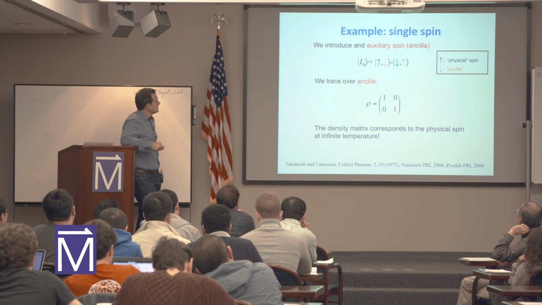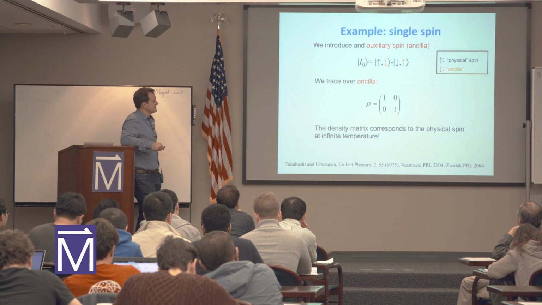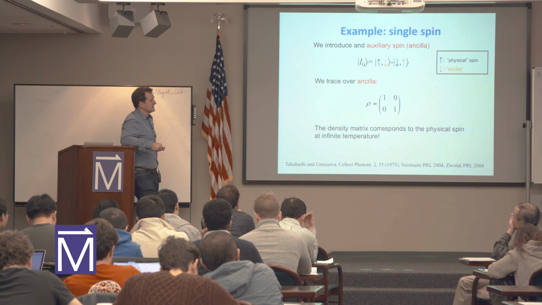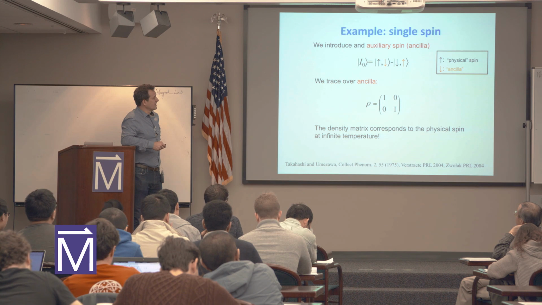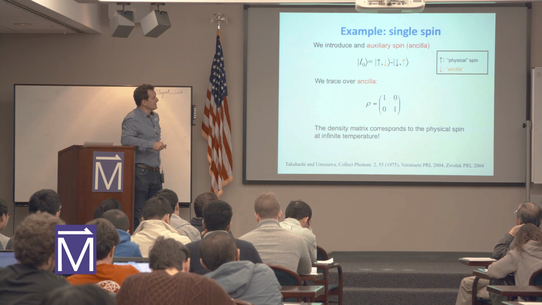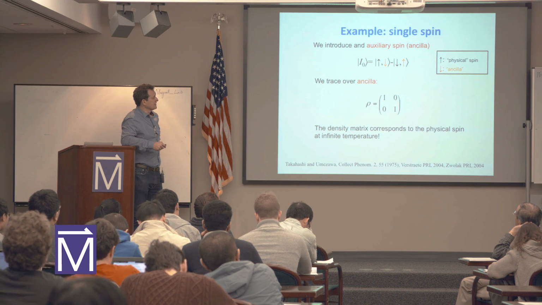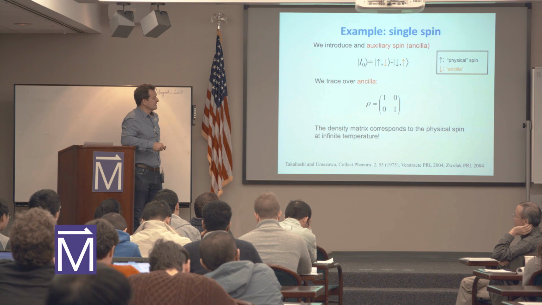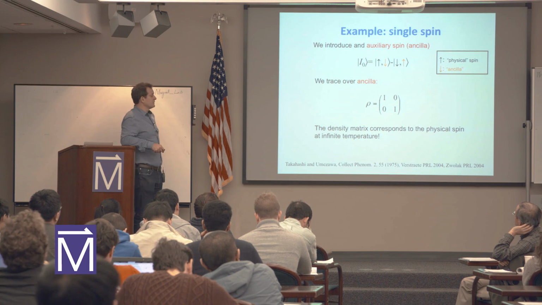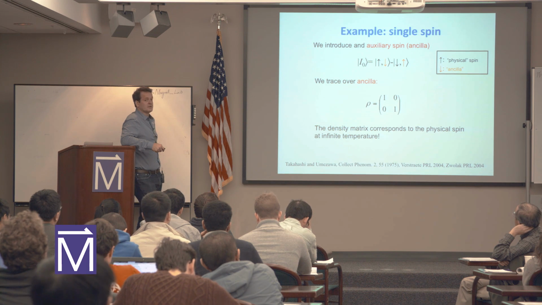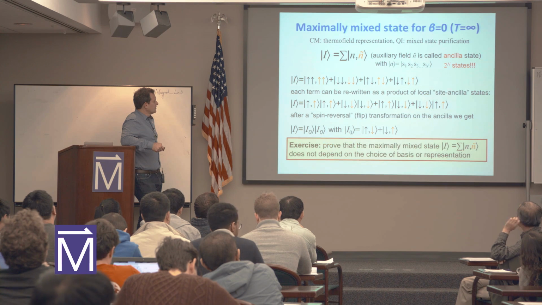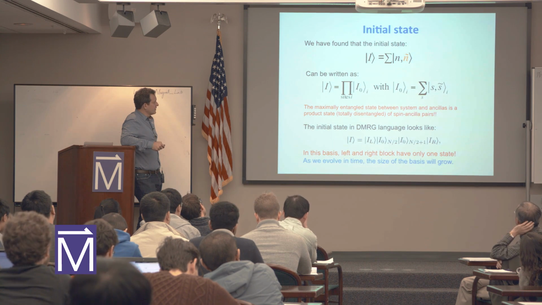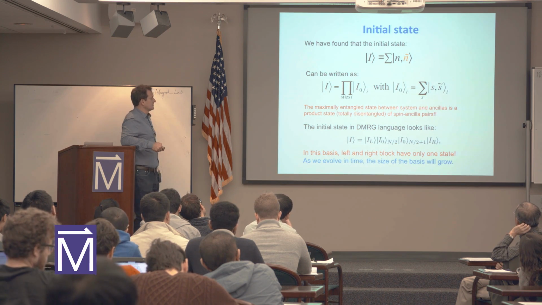Here I show you basically how a singlet or a triplet represents a density matrix at infinite temperature. If I take a singlet and trace over the ancilla, or the thermofield double, to calculate the reduced density matrix of the physical spin, I get the density matrix for a single spin at infinite temperature. And if you have many spins, you do a product of singlets, as I told you.